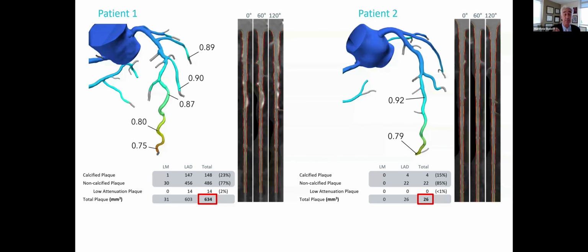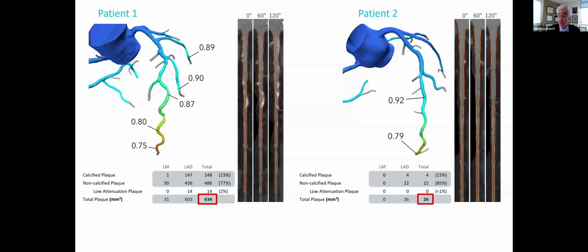If we look at the plaque burden of the woman on the left, who had a gray zone FFR-CT, you can see she had a very large plaque burden with diffuse atherosclerosis. That's the LAD rotated at 0 degrees, 60 degrees, and 120 degrees. And you can see total plaque volume of 634 millimeters cubed. So she had a high plaque volume and a gray zone FFR-CT.